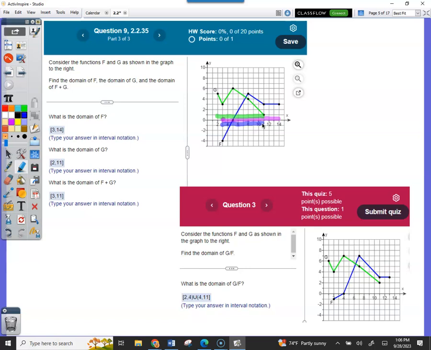So, question 9 on the homework, you're going to read the graph and look at what number is allowed in both, all the way up to what number is allowed in both. And that question is going to come up again when we take that quiz.